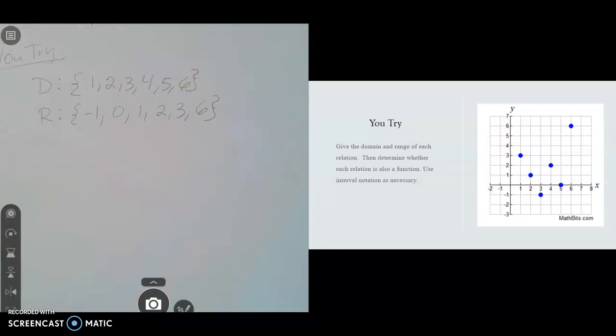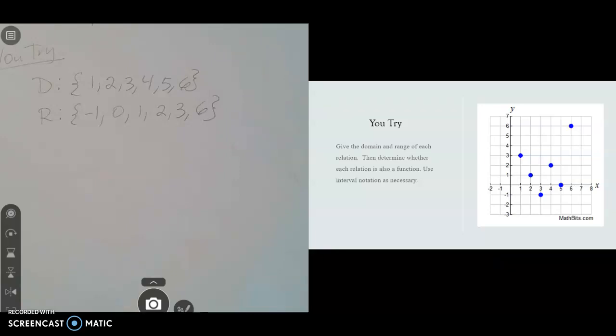Okay? And again, I'm listing it in set notation because we have a finite number of points. We just have 6 points. There's nothing continuous. It's not going between different things. It's exactly those values. And so we just list them out.